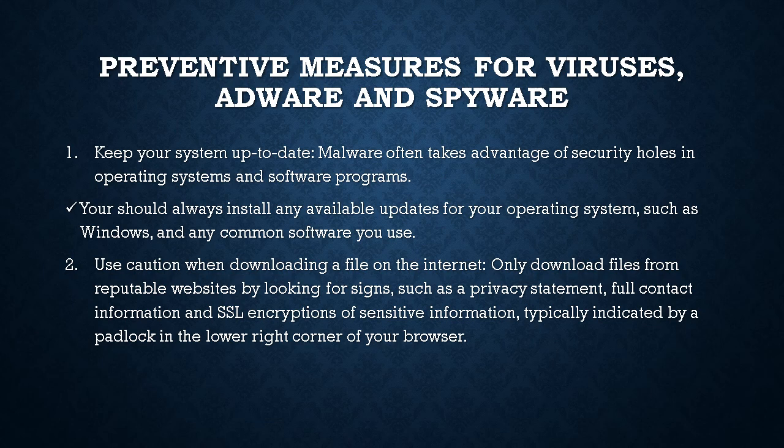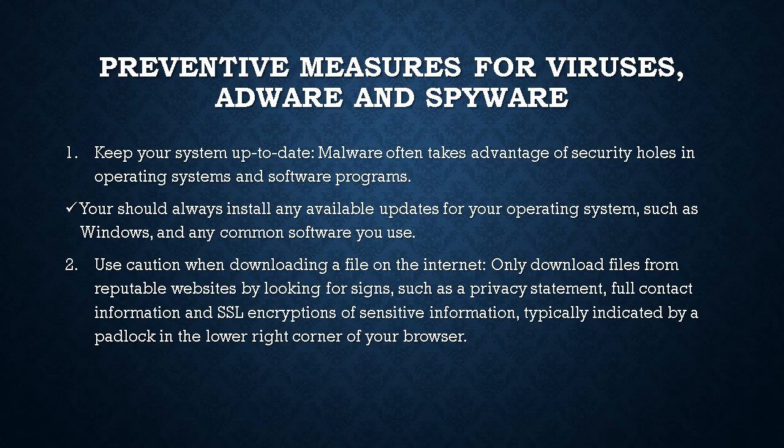Use caution when downloading a file from the internet. Only download files from reputable websites by looking for signs such as a privacy statement, full contact information, and SSL encryption of sensitive information, typically indicated by a padlock in the lower right corner of your browser. Now, when you download a file from the internet, always download from a website that is known to you. Don't download any file which is not known to you.